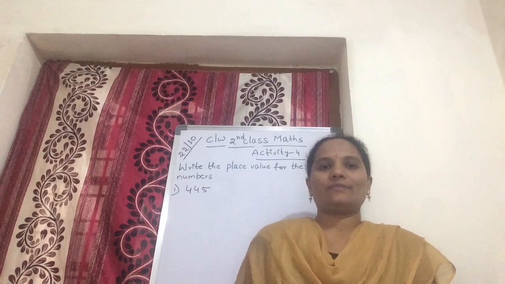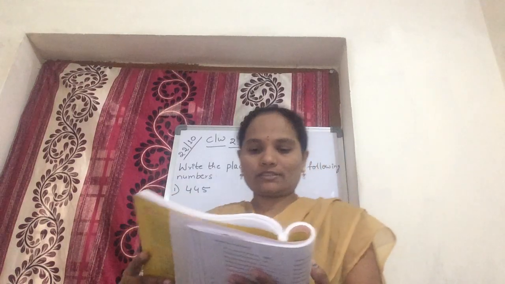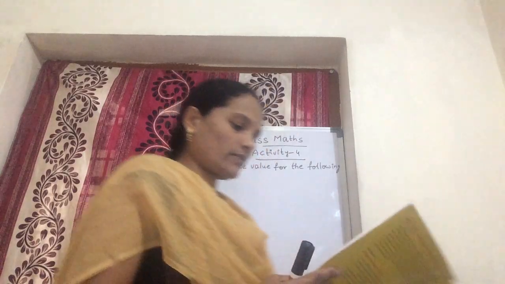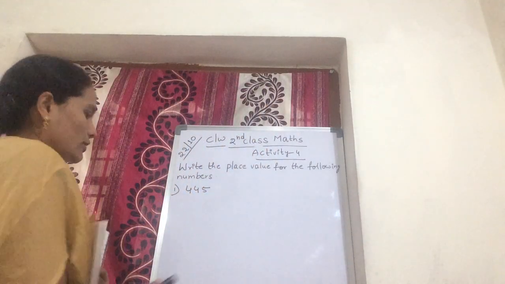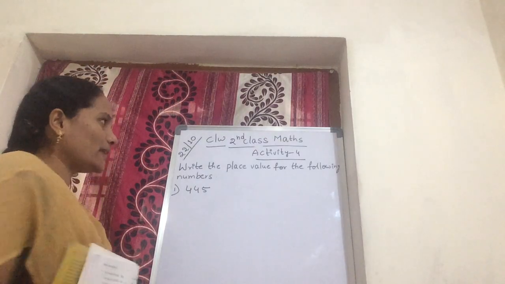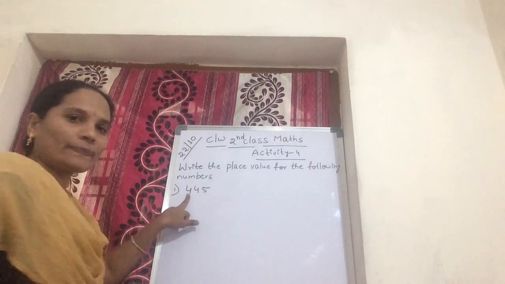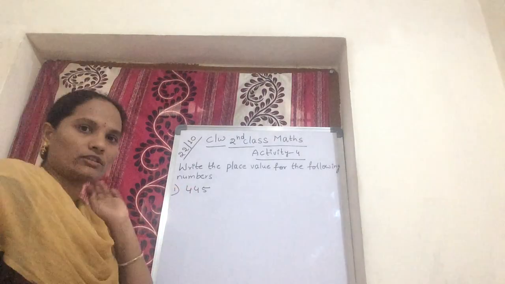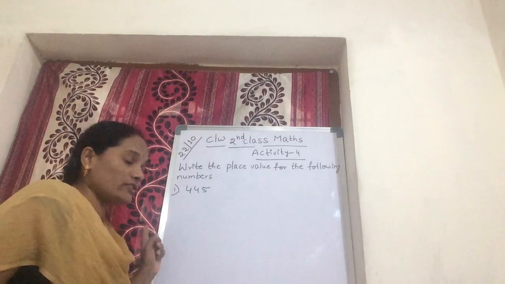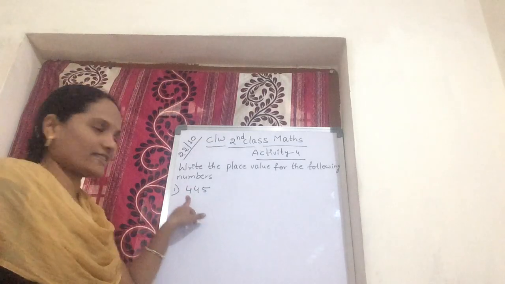In your previous class, you learned place values. Yes, children, I gave some examples also. Let's see one more. Write the place value for the following numbers. You get one number and you write down place values. The numbers have ones, tens, and hundreds. What is our number? First, you read that number. You learn first how to read a number.